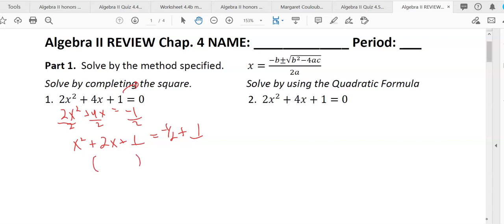That should be a perfect square: x plus 1 squared, where 1 is the square root of 1. -1/2 plus 1 is 1/2. Take the square root of both sides. We're going to solve this. We get x plus 1 equals plus or minus the square root of 1/2, which is the square root of 1 over the square root of 2.